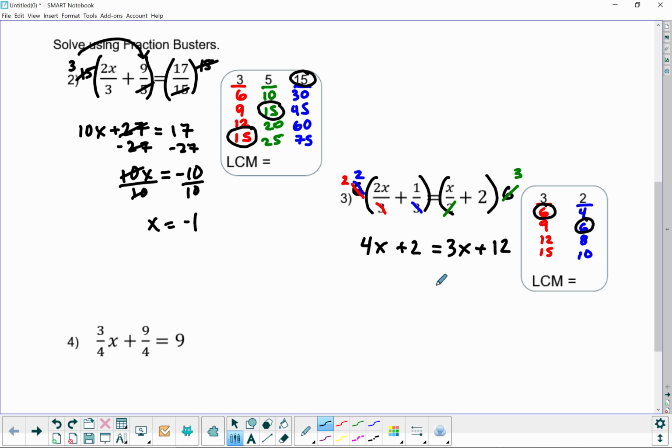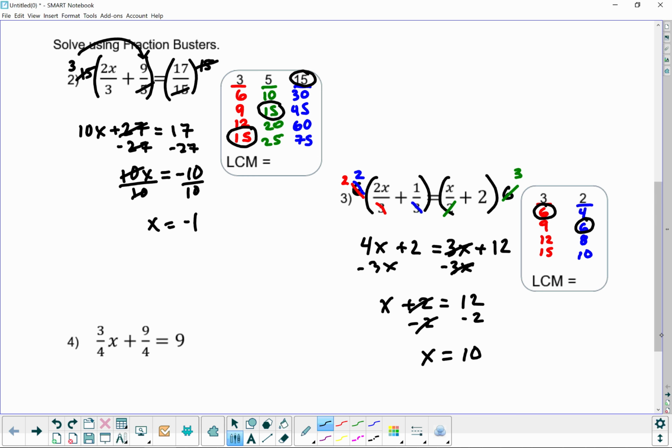I'm going to go ahead and work it out. Subtract 3x, which gives you x. These are going to cancel with 12. You're going to subtract 2, it's going to cancel, and we're going to get x equals 10.